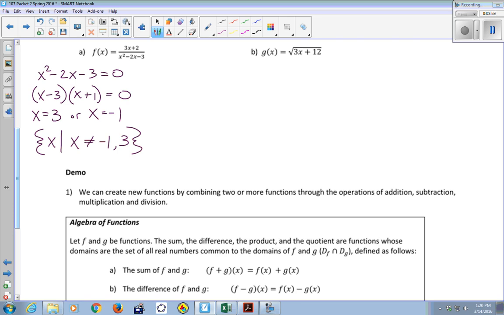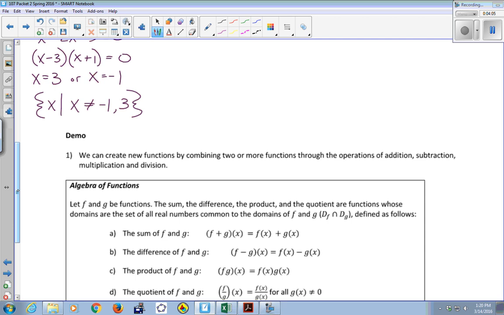My math lab often asks for interval notation. This is called set builder notation. So if I wanted to write this in interval notation, I would have to say, okay, well, I'm starting at negative infinity. Where's the first place I run into an issue? Negative 1. So I've got to stop at negative 1 and jump over it. So I put a round bracket, meaning don't include the negative 1. And then I can start again at negative 1, but not including the negative 1.